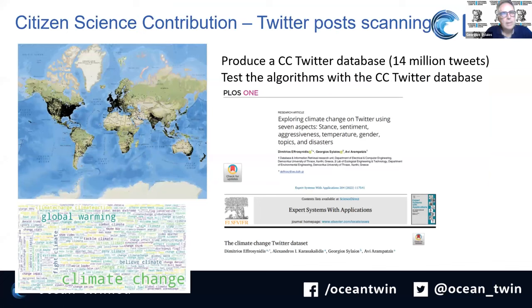We also use citizen science, and we mostly utilize the information from Twitter. So we explore the sentiment, the stance, the aggressiveness of people as they post their tweet in the social media. And in order to test the algorithms that we developed, we tried really to identify what is the stance and the sentiment of people in terms of climate change. And we scanned several billions of tweets, and we finally developed the biggest climate change Twitter database, which comprises 14 million tweets, and it's published over here.